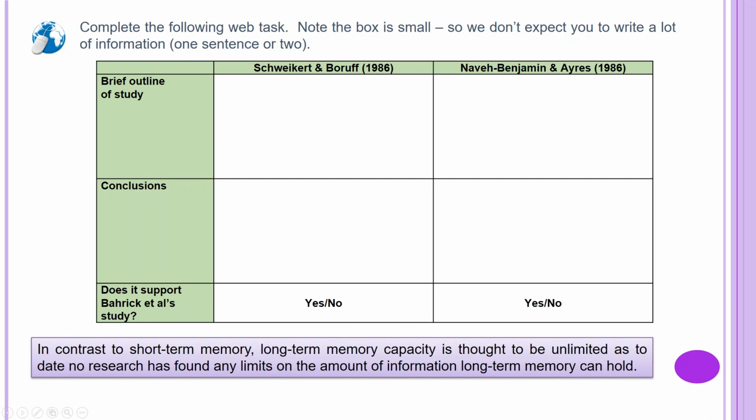Naveh-Benjamin and Ayres 1986 found that the digit span was larger for languages in which speech rate, as estimated by reading speed, was faster. The best indicator of short-term memory is speech rate, time, rather than capacity. Does it support Miller's original study? The answer is no. In contrast to short-term memory, long-term memory capacity is thought to be unlimited. To date, no research has found any limits on the amount of information long-term memory can hold.